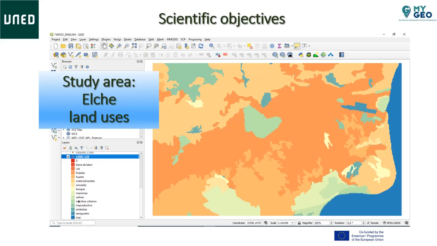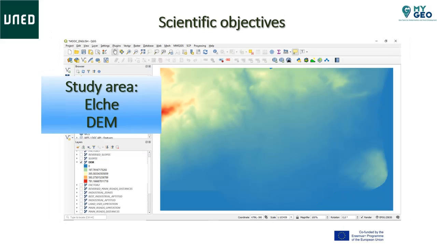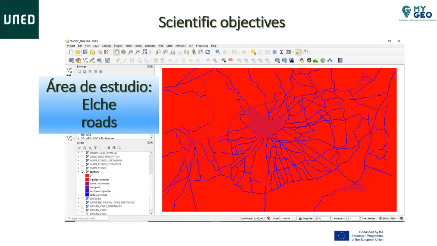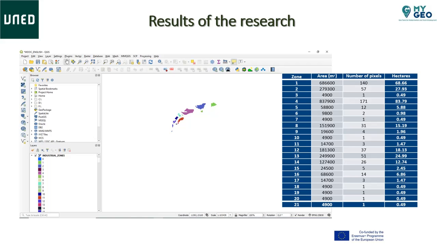To achieve the proposed goal, the following layers of information will be used: land uses, digital elevation model, and roads in the region. Finally, it should be noted that the objective of this practice is to obtain an image with the different zones present in the area with the greatest potential of the territory to implement the industrial function, as well as a table that shows us the extension of those same areas.